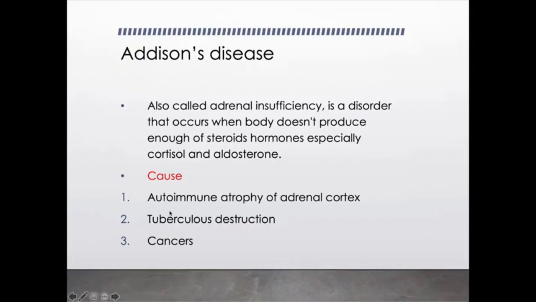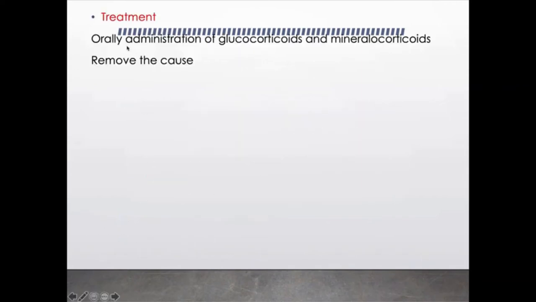Obviously, first you need to treat the cause. If the cause can be treated, for example tuberculosis destruction, you can give anti-tuberculosis drugs. If it is not destroyed completely and some of the cells are still there, then the treatment can alleviate the symptoms. If there is a cancer, treat accordingly. The first thing is that you remove the cause, if the cause can be removed, of course. Another is the oral administration of glucocorticoids and mineralocorticoids.